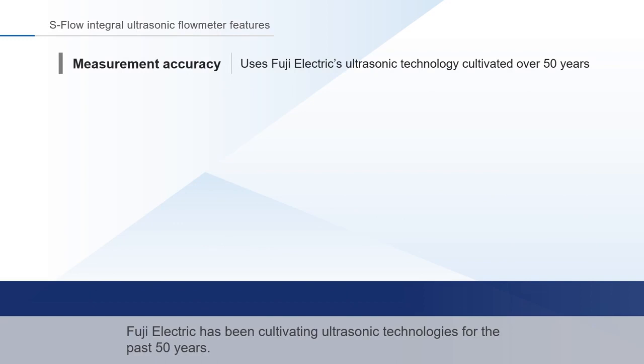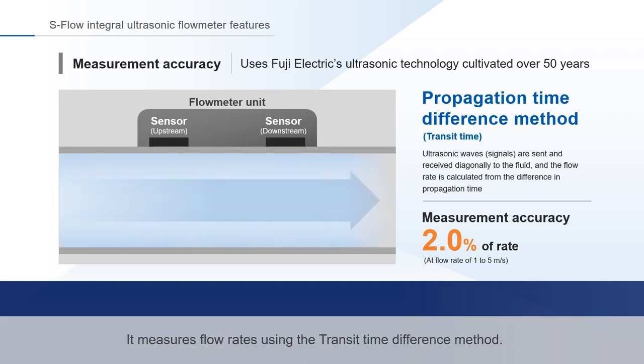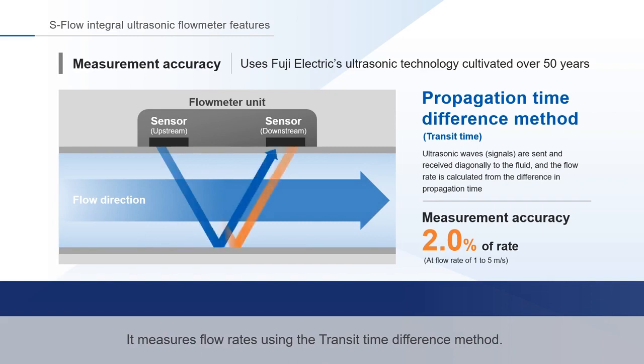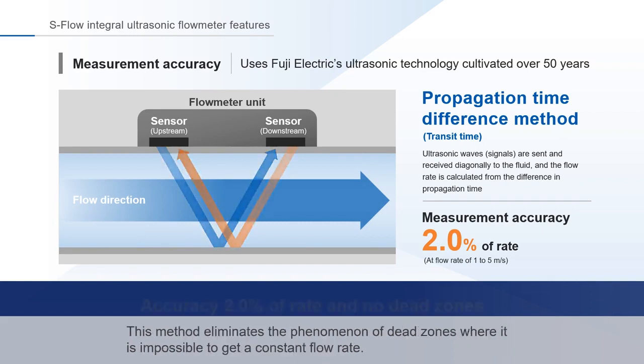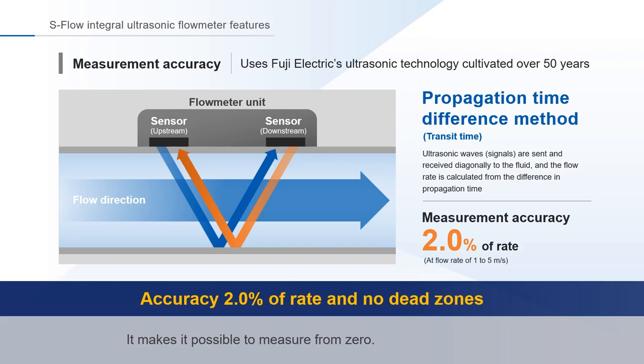Fuji Electric has been cultivating ultrasonic technologies for the past 50 years. This has enabled it to develop a compact and economical flow meter with a precision within 2.0% of the flow rate. It measures flow rates using the transit time difference method. This method eliminates the phenomenon of dead zones, where it is impossible to get a constant flow rate. It makes it possible to measure from zero.